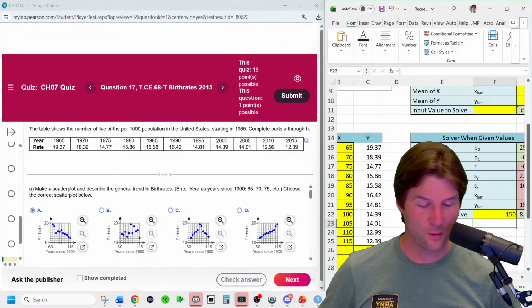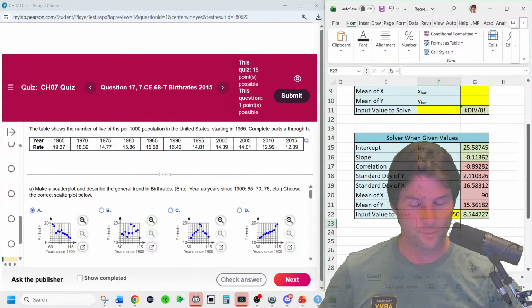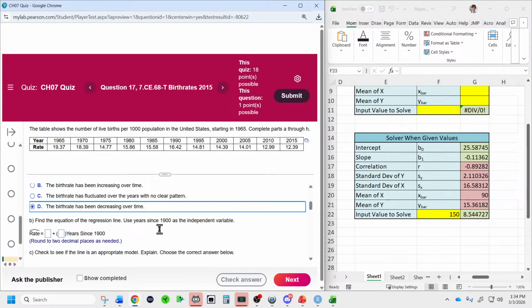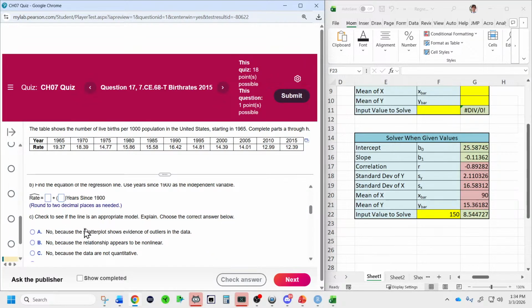The screen was ready a moment ago. Good. So here we are with the question on the screen. The trend is generally decreasing over time because it's going down. Now we need the equation.